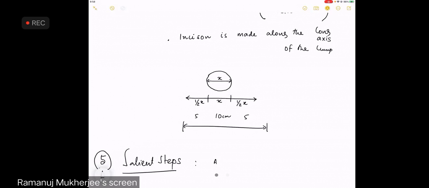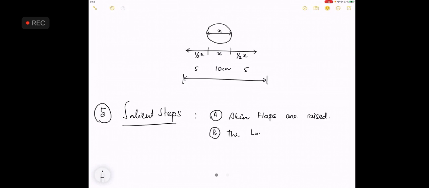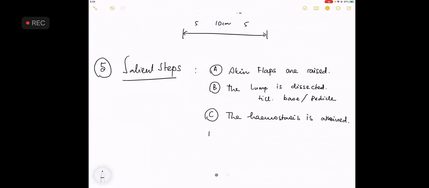The salient steps of this are: number A, the skin flaps are raised. Number B, the lump is dissected till the base or the pedicle. Number C, the hemostasis is attained. Number D, the lump is excised completely.